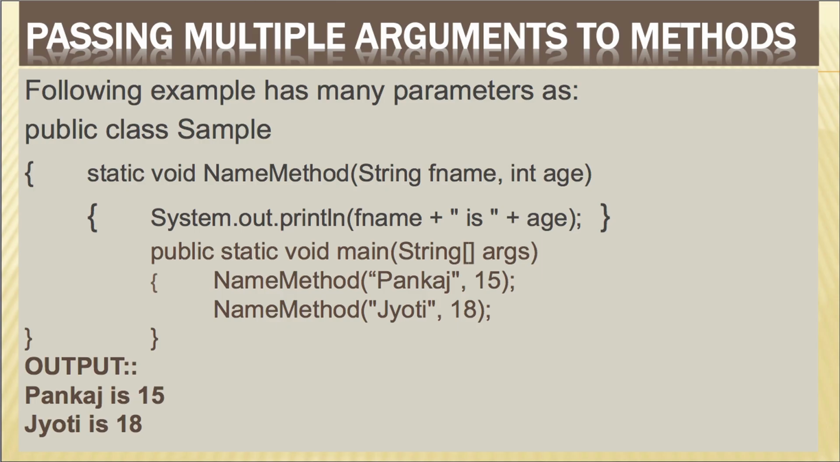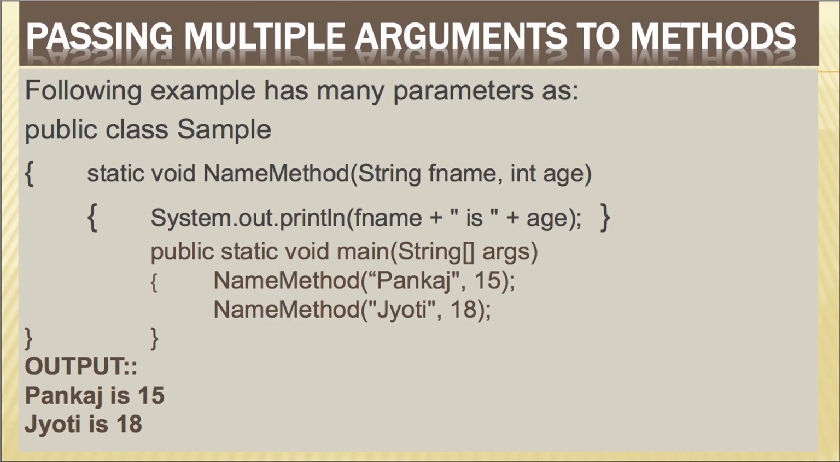Now see inside the public static void main, we are running this name method two times. The first time we are passing Pankaj and his age, 15. So Pankaj will be transferred to the string fname variable, and 15, the age of Pankaj, will be transferred to the age variable of the name method.